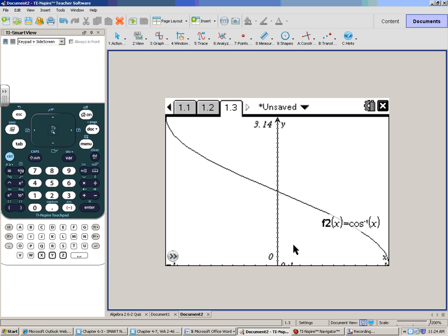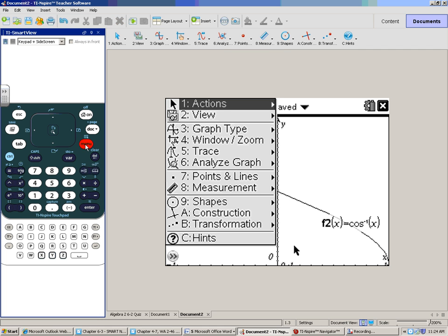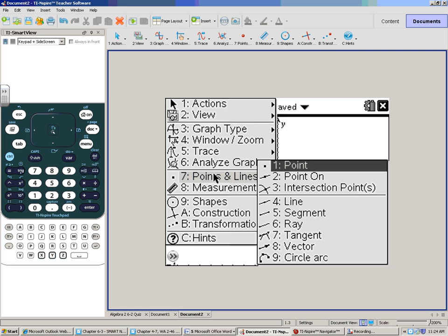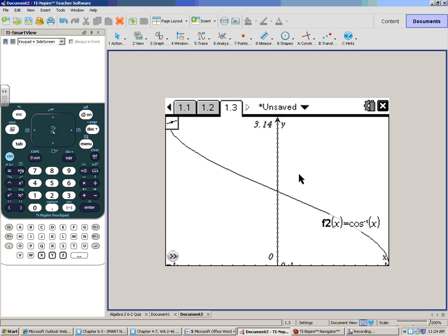So the Inspire users, if you hit menu and you do points and lines, do you see that you can do a point on? So put a point on, and then you're going to click on your lovely little graph. Okay? And then click. Double click it and it's there. Now, you need to press escape to get off of that tool.